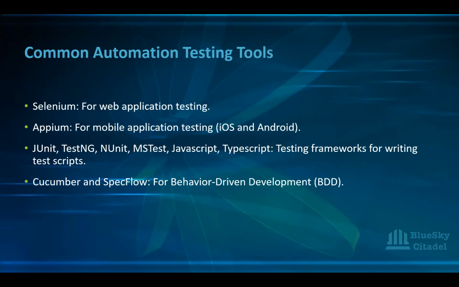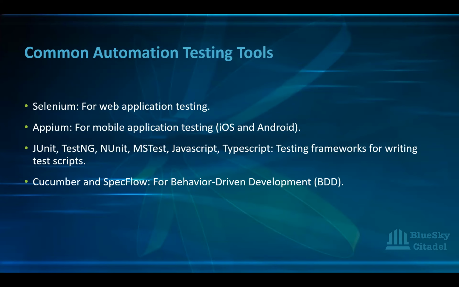So, common automation testing tools. We have Selenium for web application testing. We have Appium for mobile application testing, iOS and Android. Now we have the testing frameworks that are used for writing test scripts. Yes, we do have test scripts in automation testing. The same way you have test scripts for manual testing, we have test scripts for automation testing. You just need to know how to write your script.